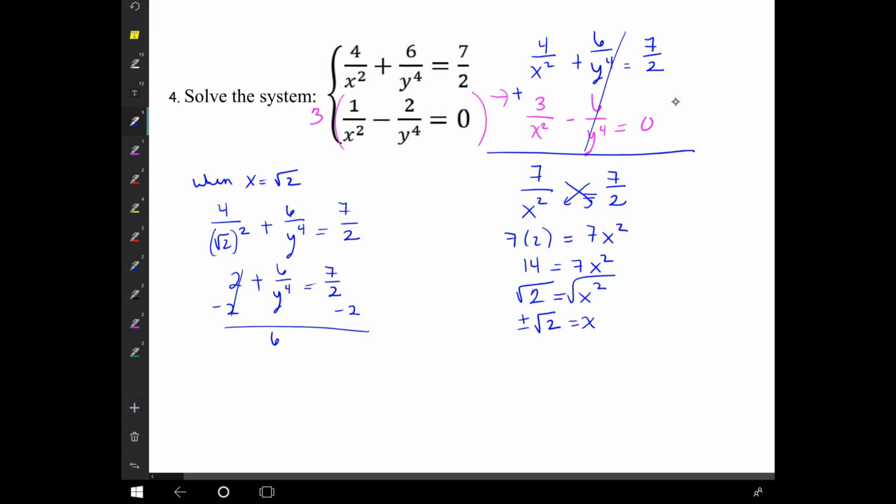And you would have 6 over y to the 4th is equal to 3 halves. If you think of this as 4 halves.